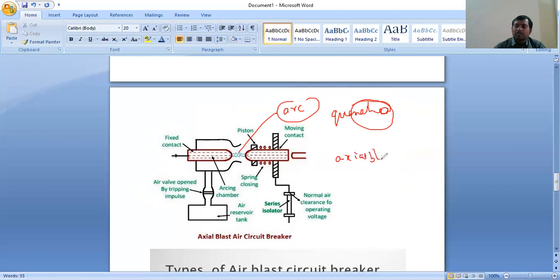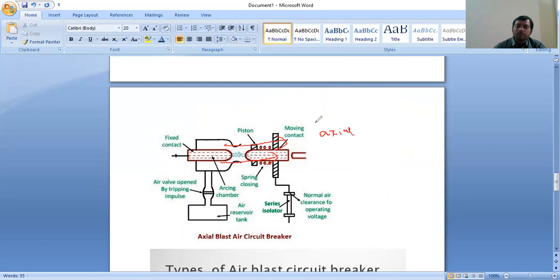So this is nothing but an axial blast circuit breaker, because air will flow in this axial direction. Air will be blasting by opening this valve, and this arc will be quenched with the high pressure air. So this circuit breaker is called an axial blast circuit breaker.